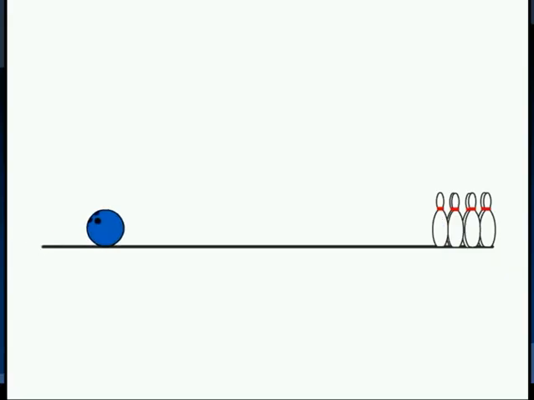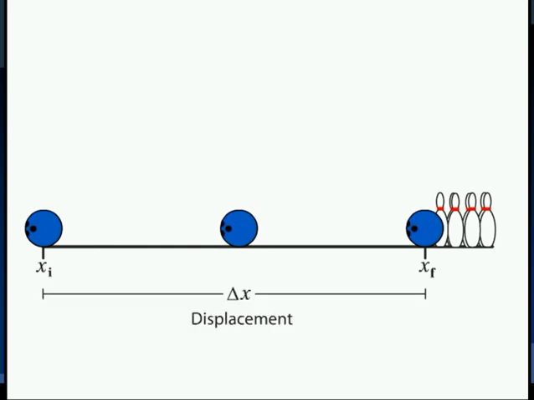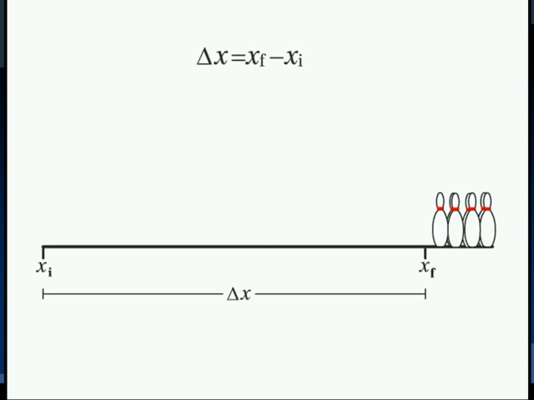As any object moves from one position to another, the length of the straight line drawn from its initial position to the object's final position is called the displacement of the object. Displacement equals change in position, or the final position minus initial position. If our ball travels from an initial position x equals 12 meters to a final position x equals 35 meters, the displacement is 23 meters.